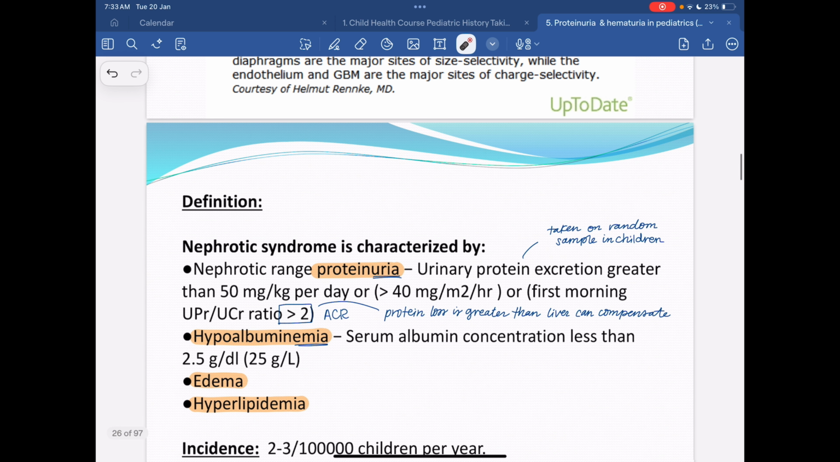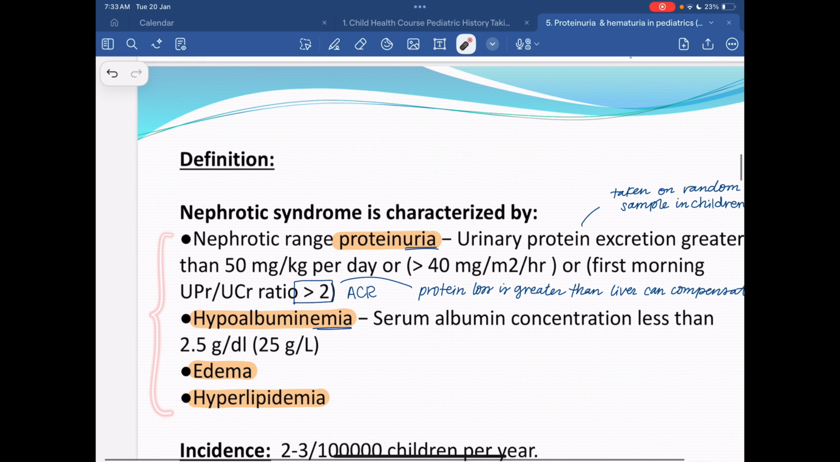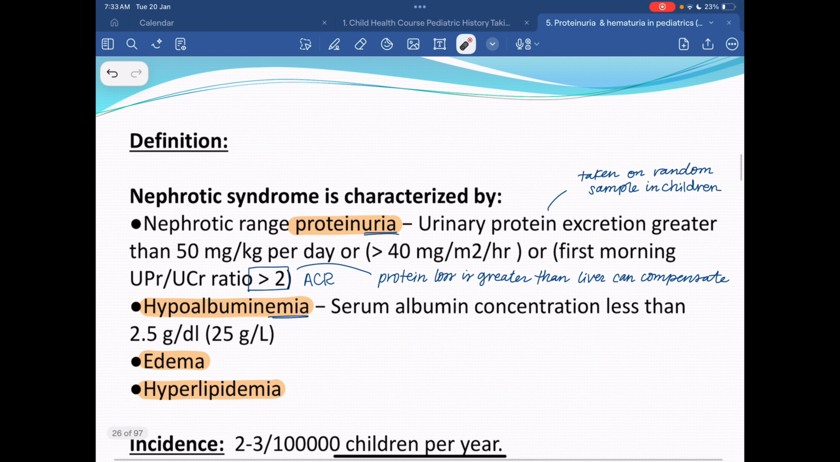But the range of proteinuria is really high, that's why we call it nephrotic syndrome. We have other characteristics. So nephrotic range of proteinuria is greater than 50 milligrams per kg per day. And that's a lot. Or more than 40 milligrams per meter square per hour.